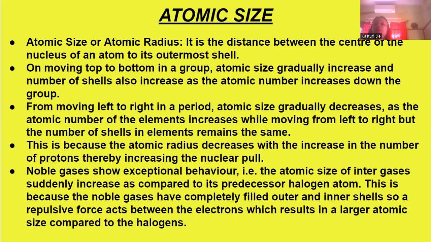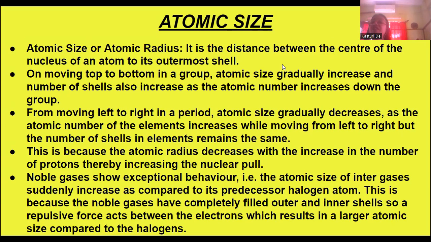Now, on moving from top to bottom in a group, the atomic size gradually increases, because the number of shells increases. Atomic number increases down the group. Why does the number of shells increase? Because the atomic number increases and more electrons are added. So as the atomic number increases, the number of shells increases and the atomic size also increases. Clear? That is when we are moving from top to bottom.